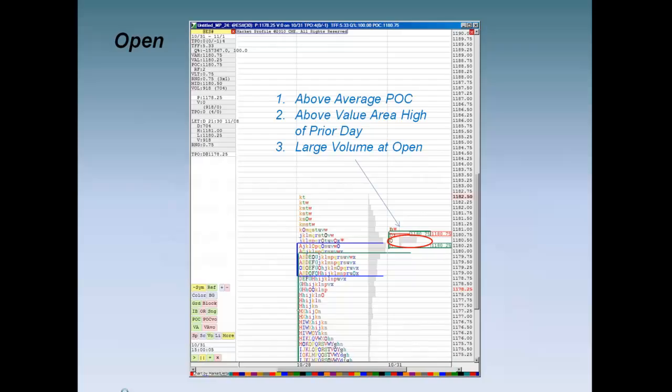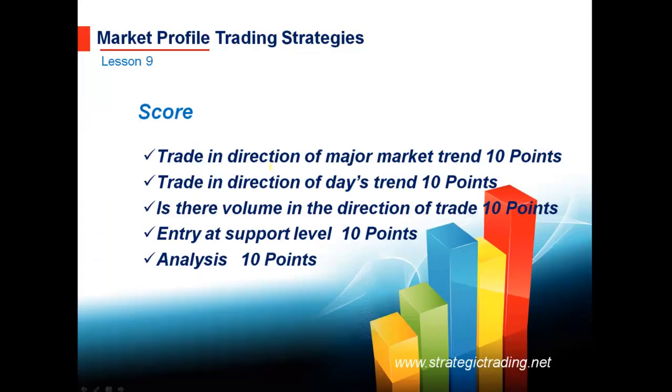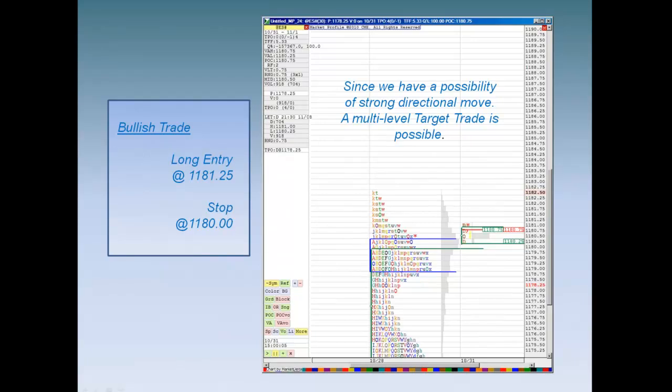All right, so you begin to tally up your score. The direction is in the direction of the major market trend, 10 points. Direction is in the day's trend, another 10 points. Volume in the direction of the trade, 10 points. Entry at a support level, yes, the support is right there at the value area high, 10 points. I did an analysis, 10 points, so I have 50 points. It is legitimate for me now to place an entry right at the open.